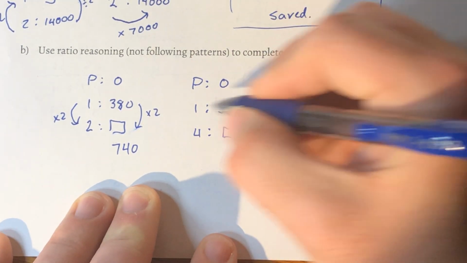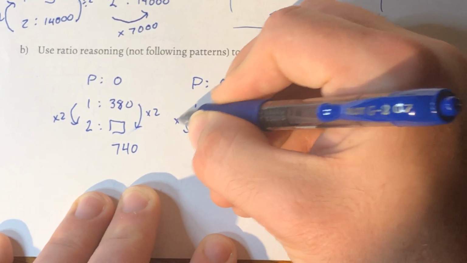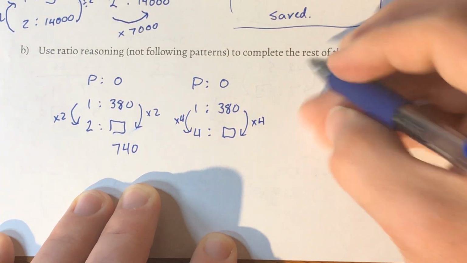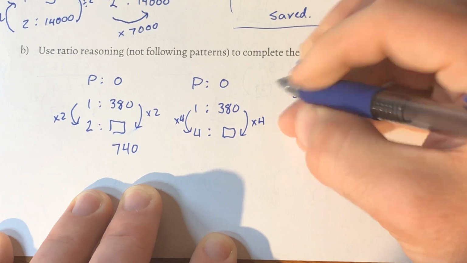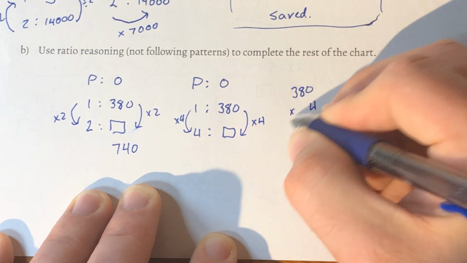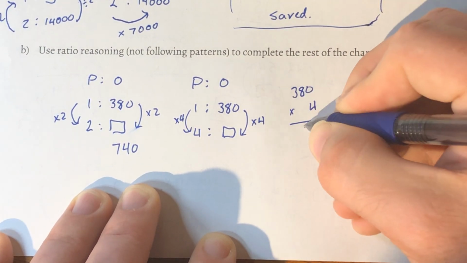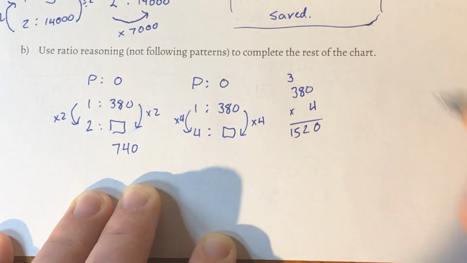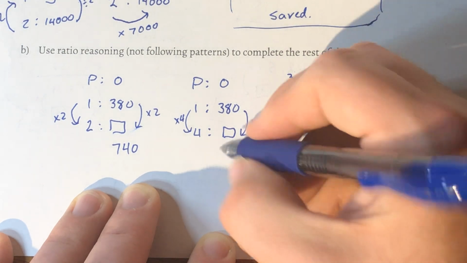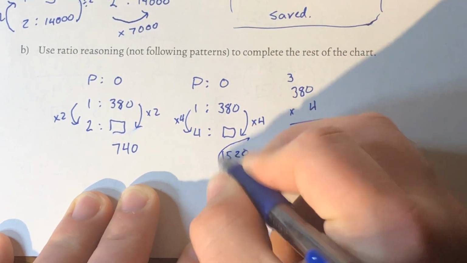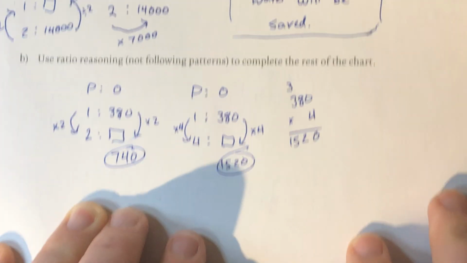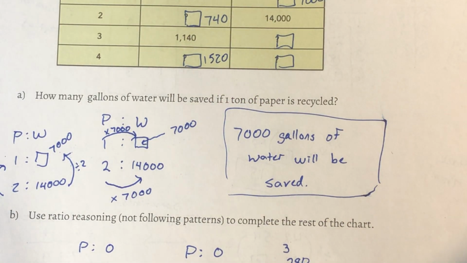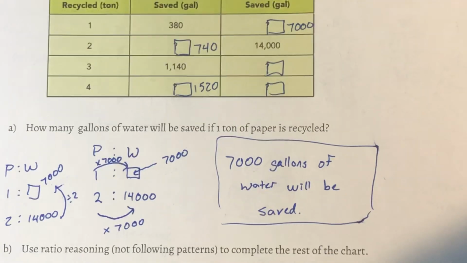Okay, let's go down again. 1 times 4 is 4. 380 times 4, I don't know, so we're going to have to do that. Let's not try to do that in our head. 380 times 4. 4 times 0 is 0. 4 times 8 is 32. 4 times 3 is 12, plus 3 is 15. 1,520. So let's put that in our chart. 1,520. All right, we've got 2 more. Almost done.